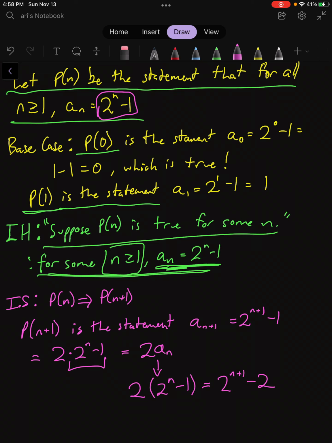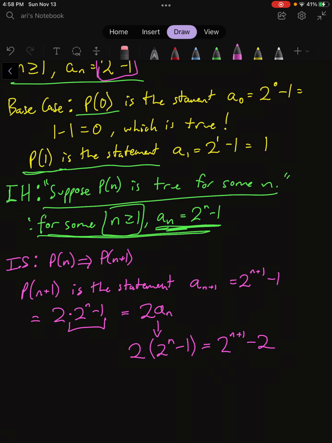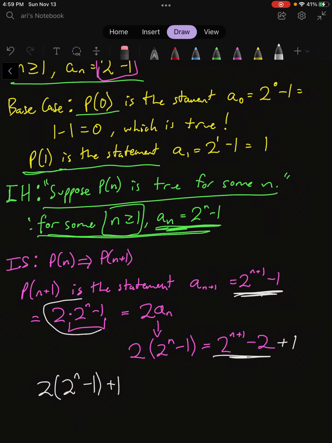So this is not quite the same. We're going to have to do a little bit of manipulation here. But basically what we could rewrite this as, this meaning this, we can rewrite this as 2 times (2^(n-1)) plus 1. Because then we're basically taking this and we're adding 1, which gets us back to this. We're subtracting 2, we're adding 1, so altogether we're getting minus 1.